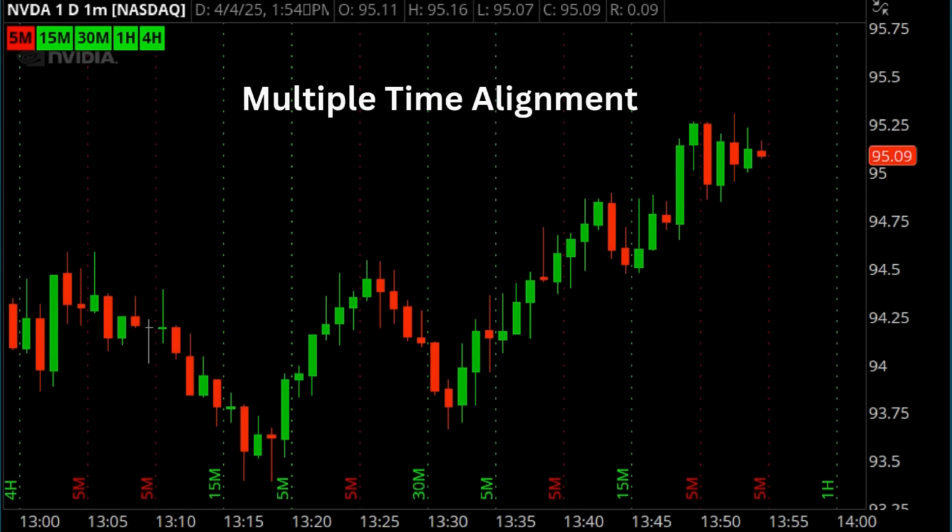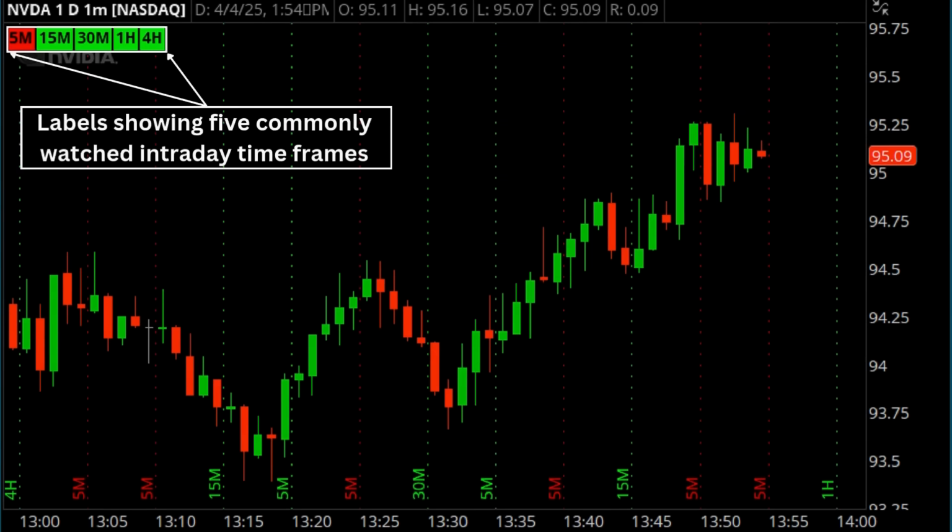The multiple time alignment indicator delivers a powerful visual snapshot of short-term market momentum by bringing together multiple key time frames into a single cohesive tool. It helps to confirm directional strength across a range of intraday perspectives. At a glance, this row of color-coded labels presents the 5 most commonly watched intraday time frames.